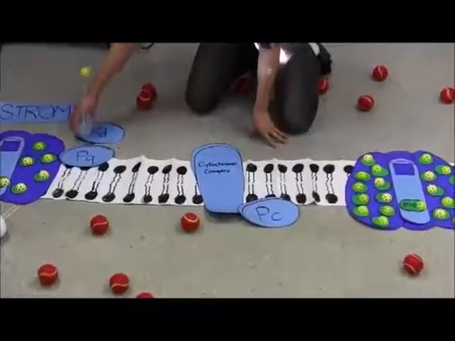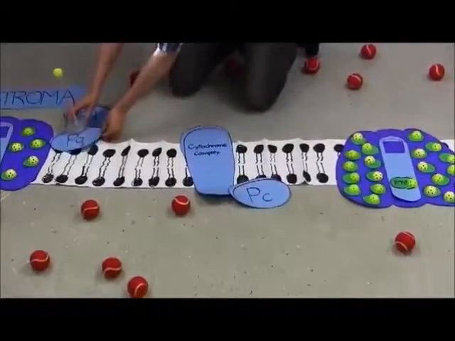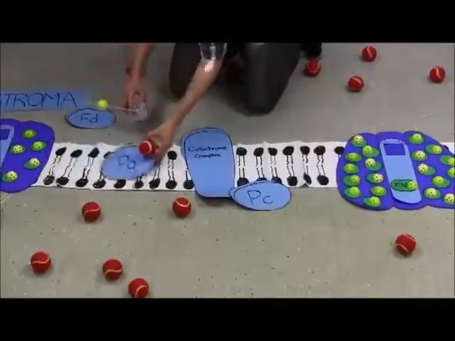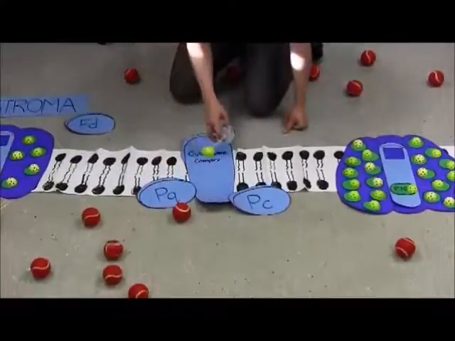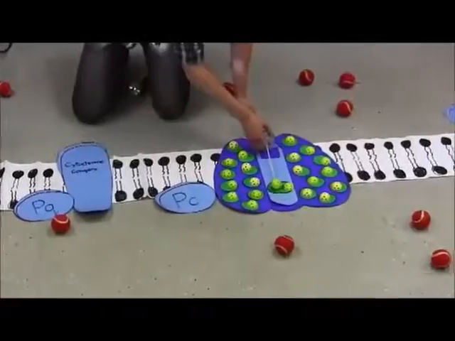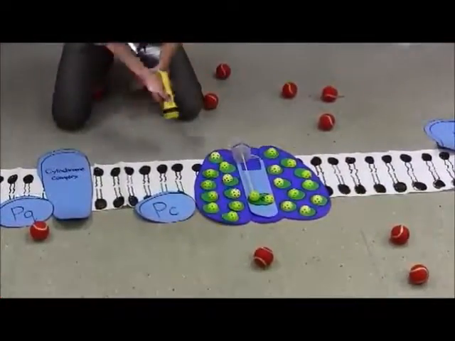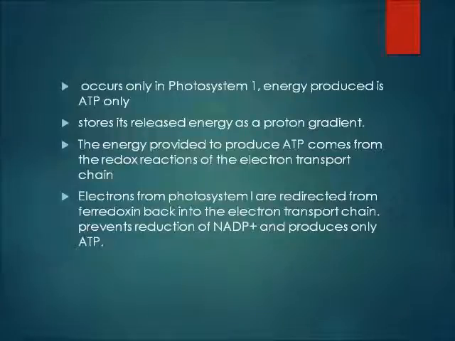So when the electron gets to plastoquinone, it's going to go down the electron transport chain as before, releasing its energy bit by bit as it actively transports hydrogen ions across the membrane. And it goes all the way back to photosystem 1 again. And from here we can do it all over again. This occurs in photosystem 1, and ATP is the only thing that's produced out of it.